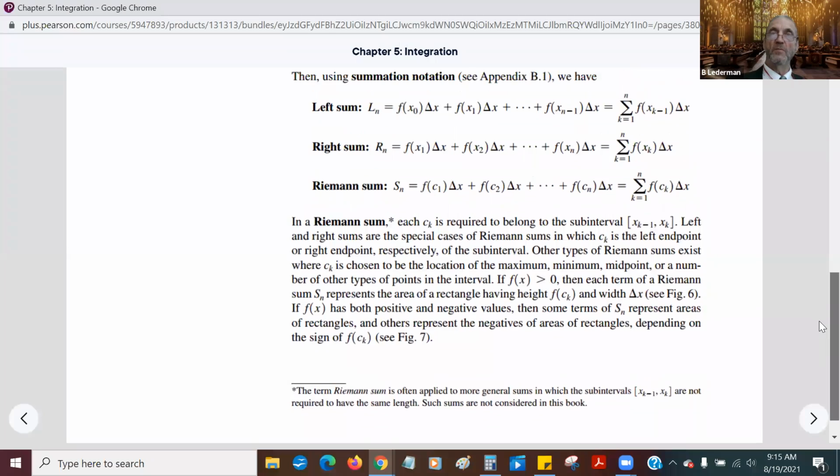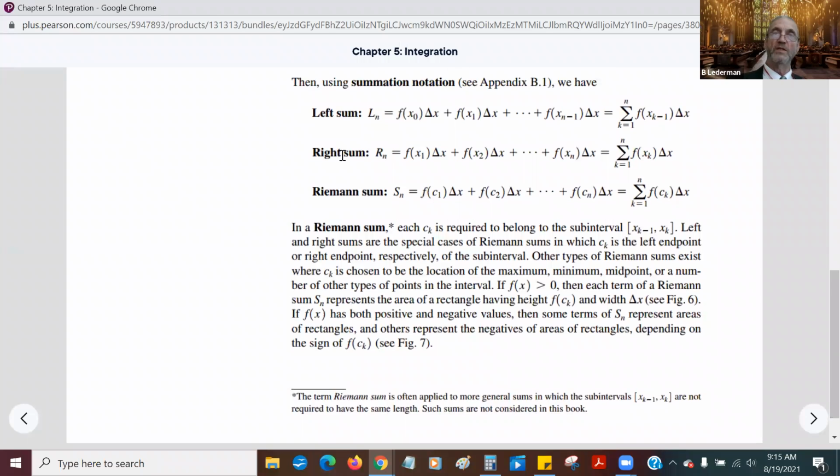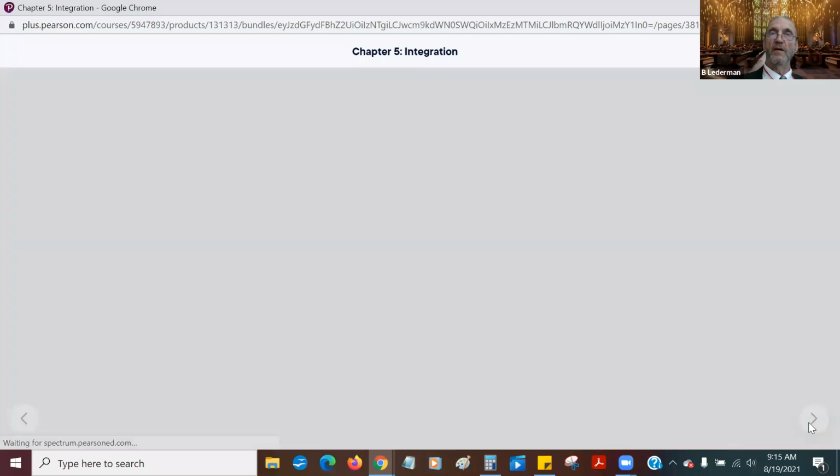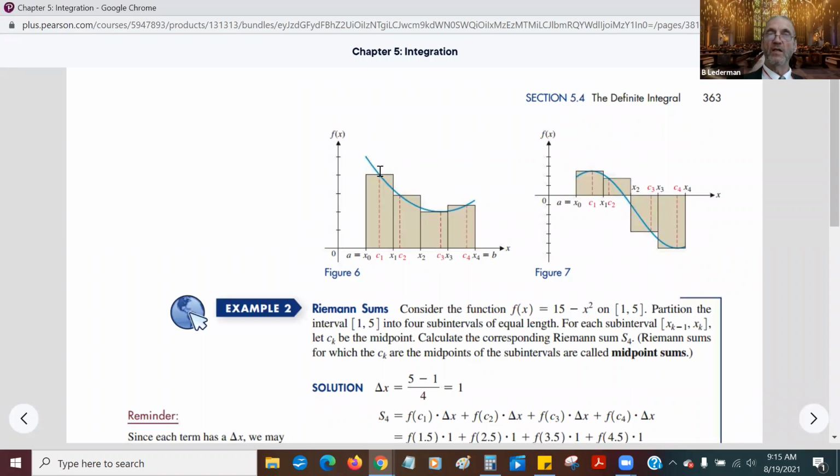So the left sum is the sum of all the left rectangles. The right sum is the sum of all the right rectangles. Now the Riemann sum is the value I get when I take those rectangles. If you notice, in this picture, originally when we started this, we were talking about rectangles where the corner of the rectangle hit the curve. Now I'm talking about where the middle of the rectangle hits the curve.